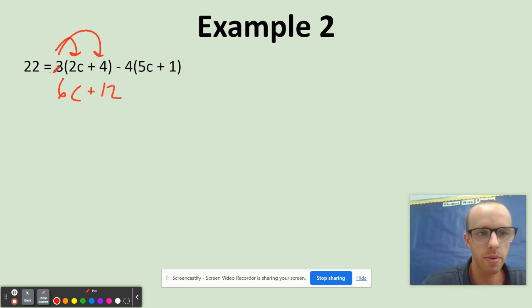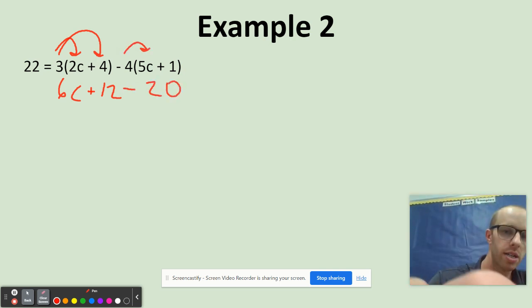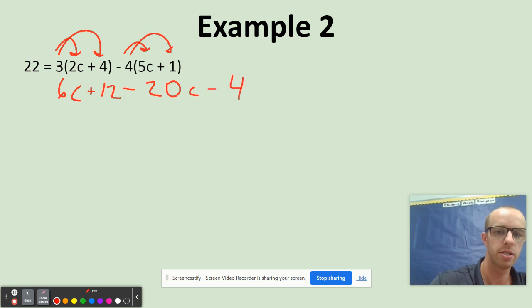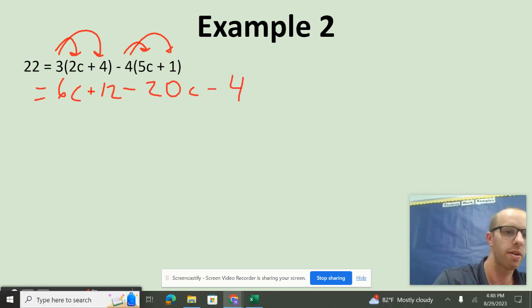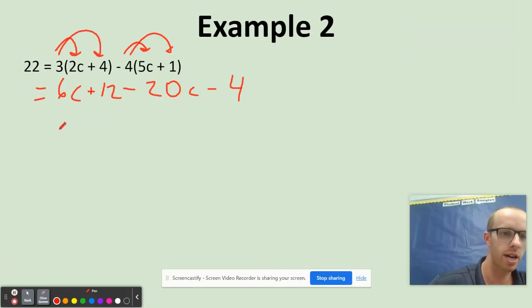Now, I've distributed this to these ones, but I have another distribution that needs to be done over here. I have a negative 4 that needs distributed to both terms inside this parentheses. So let's do that. Negative 4 times 5c is negative 20c. Negative 4 times 1 is negative 4. All right, and then I can keep the 22 here.